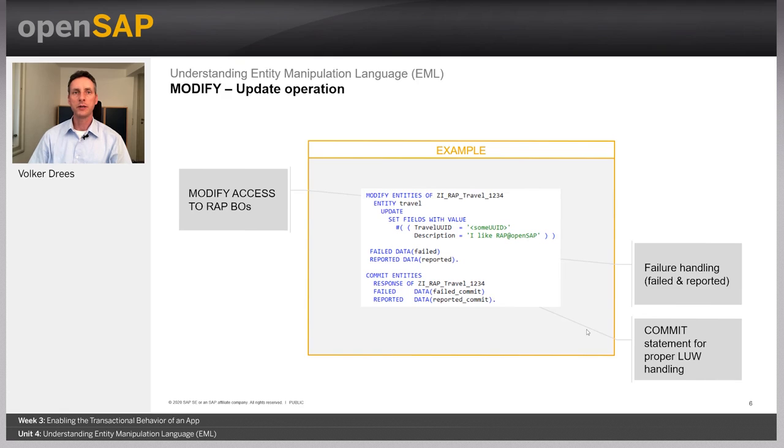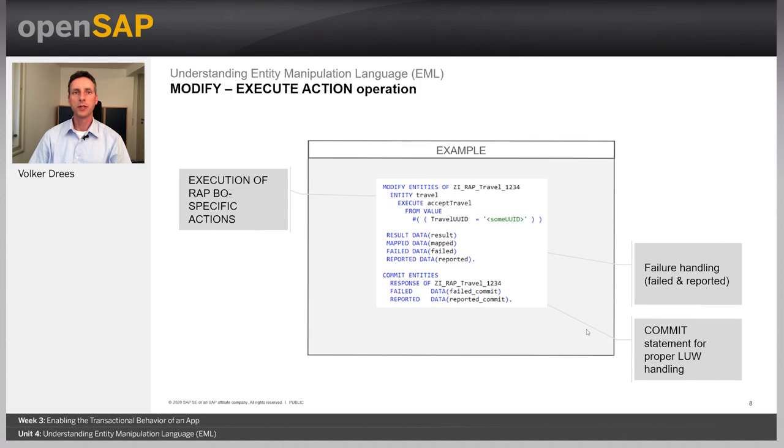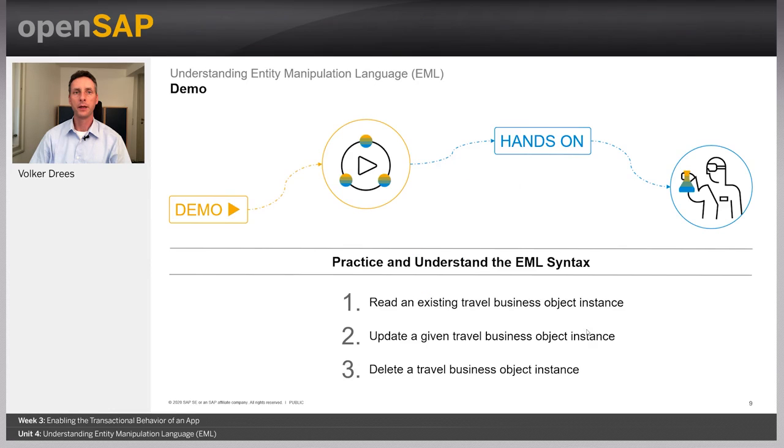The modify update is used to update instances. You can also update instances that have been created before and are not yet persisted to the database. For this, you need to make use of the content ID. The modify delete is used to delete instances. The modify execute operation is used to execute actions. In contrast to functions, actions may change data and are therefore performed as part of the modify operations.